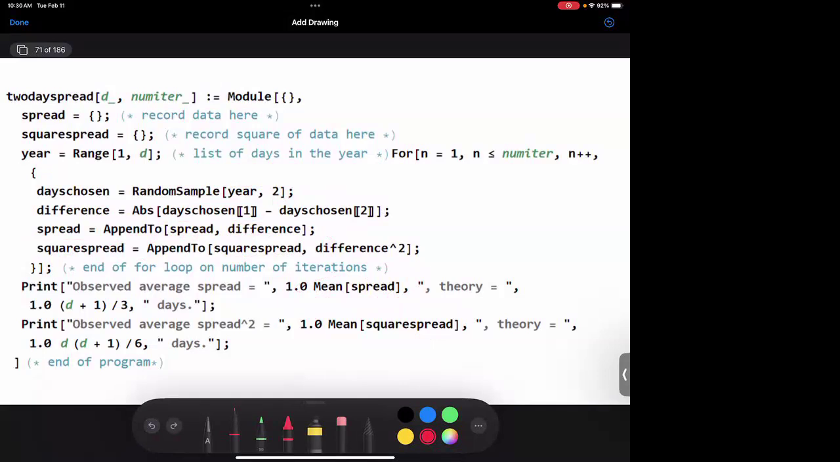Does anybody see anything bad about this code? Very straightforward, but there's something truly disastrous about it.